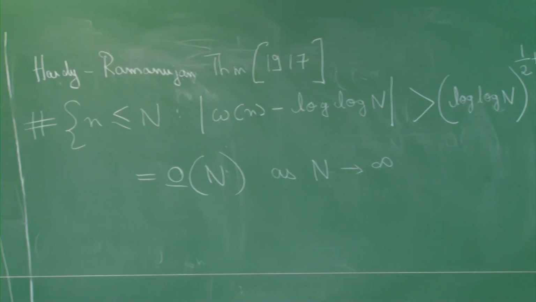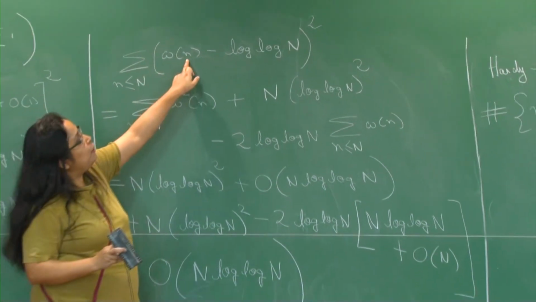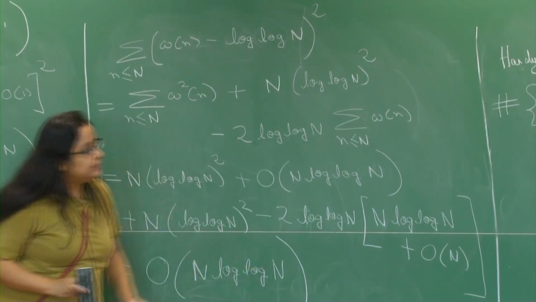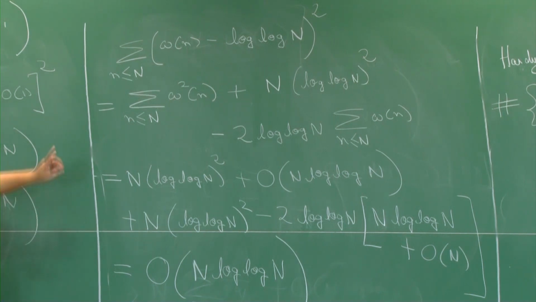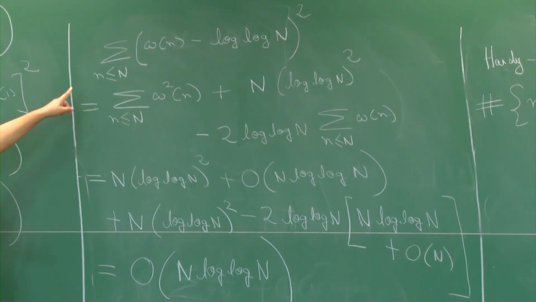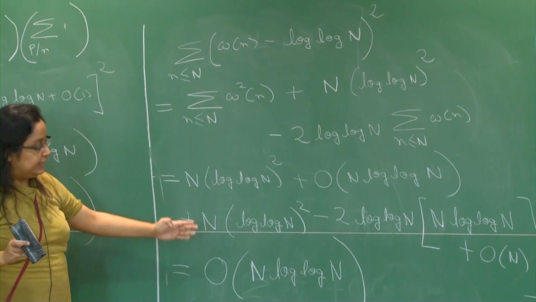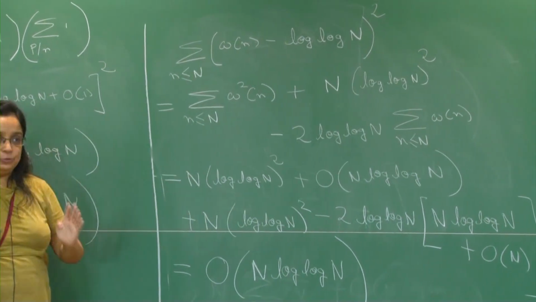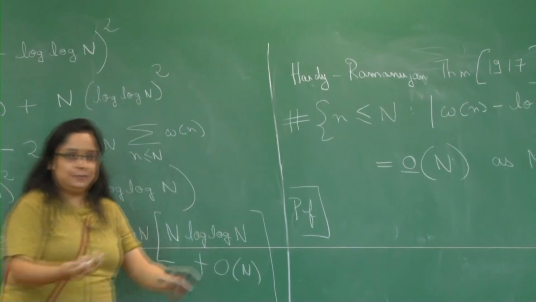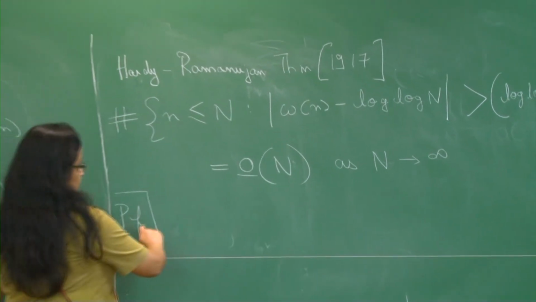This inequality that we just derived is telling us that on average you can expect the absolute value of omega of little n minus log log n to be of the order of square root of log log n. What we are saying is that the number of little n's up till capital N which deviate further away from log log n than the half power are very few. So, this is the theorem. Once you see the proof, the statement will become even clearer. Let us prove this by contradiction. Suppose not.